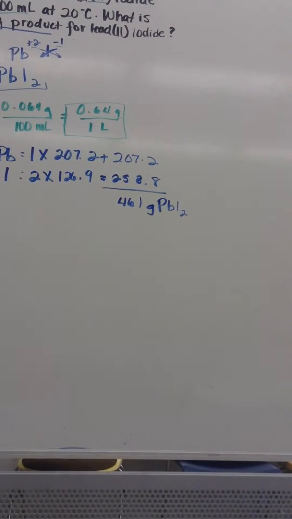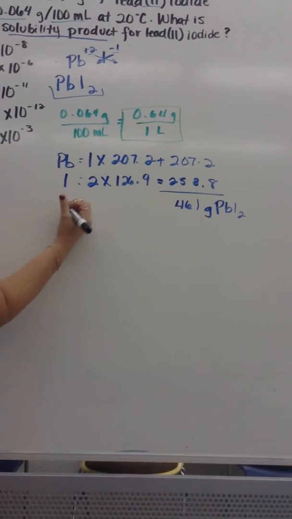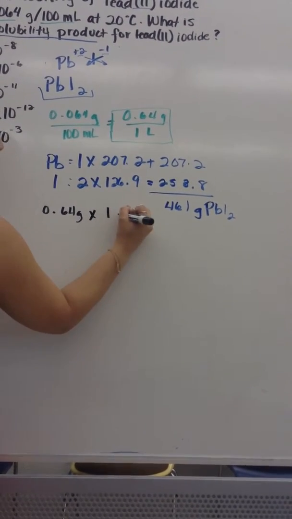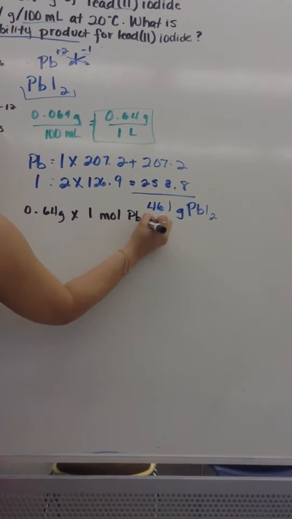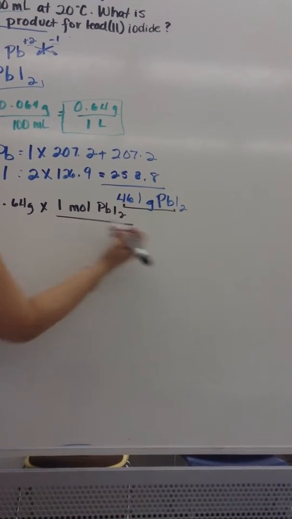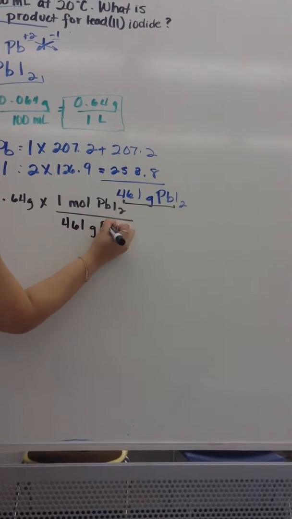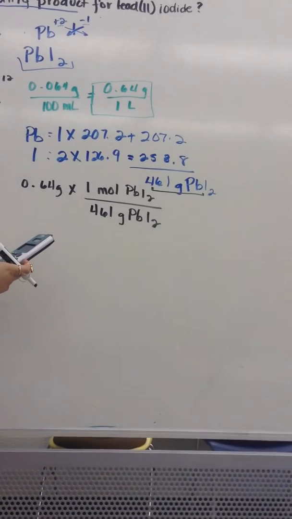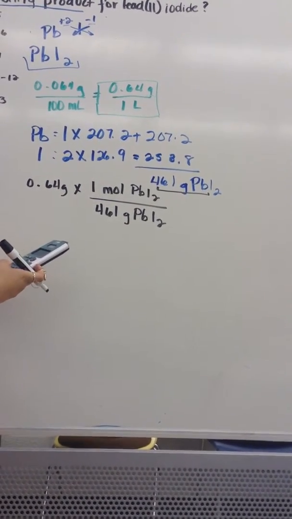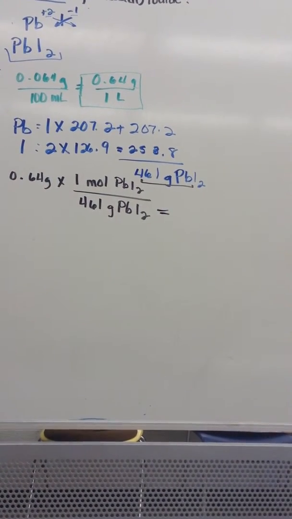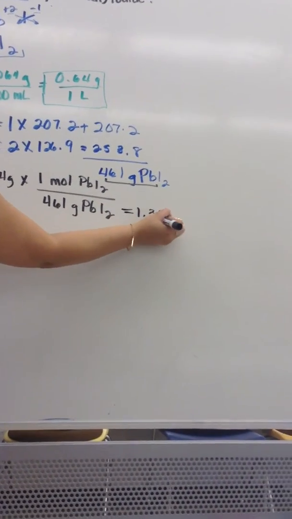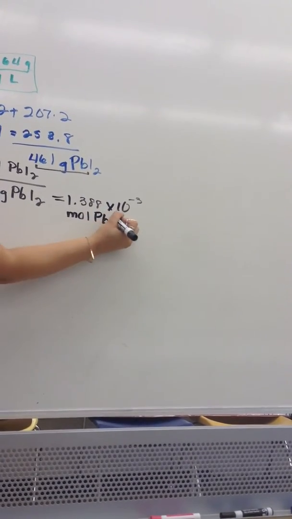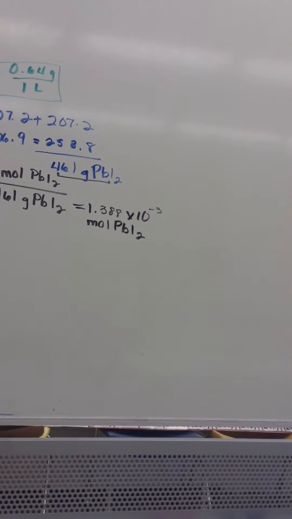When you have that, you can go ahead and do the stoichiometry now. So you have 0.64 grams. You want to convert it to 1 mole of lead-2 iodide. And you plug in the mass, because that's what you will be dividing by. Get your calculator and plug it in. And you will get 1.388 times 10 to the -3 moles of lead-2 iodide.